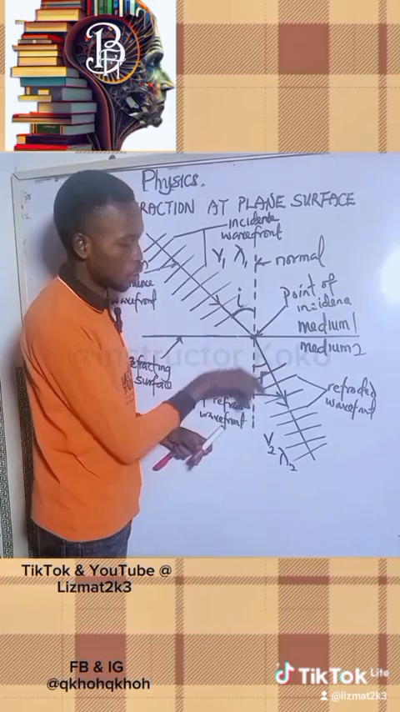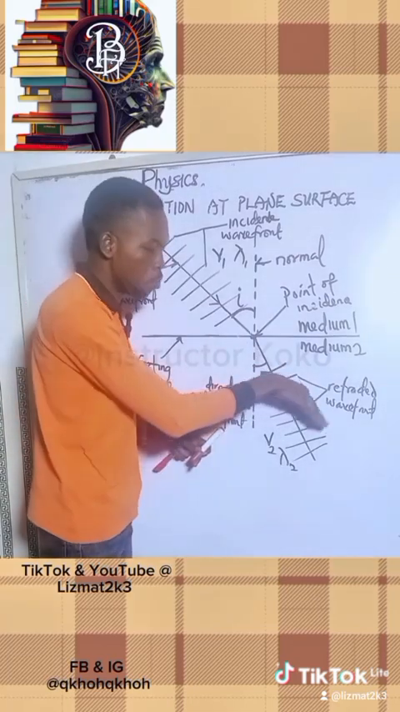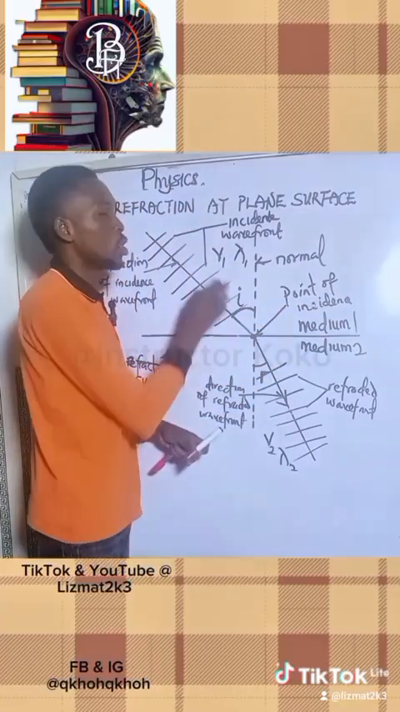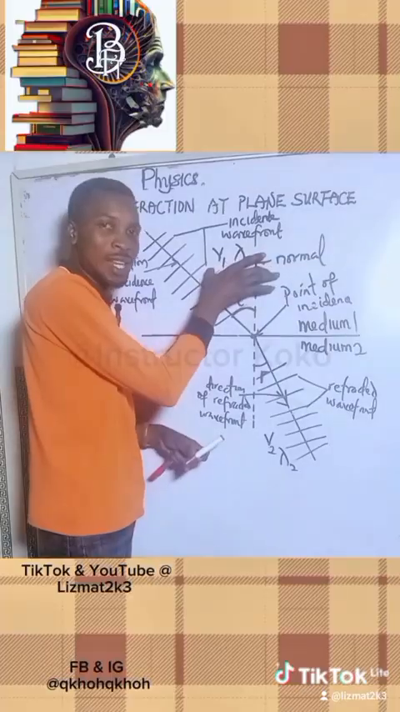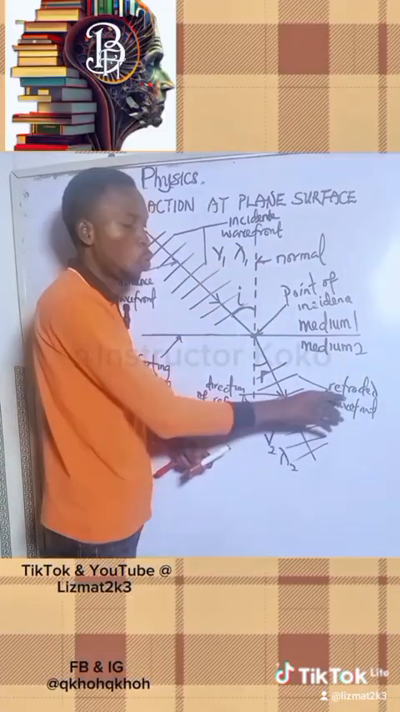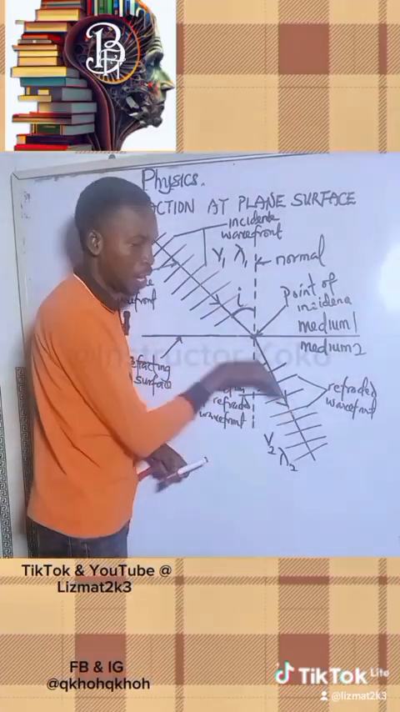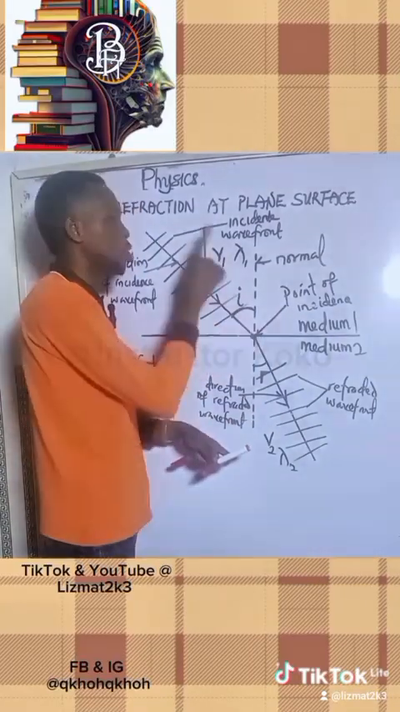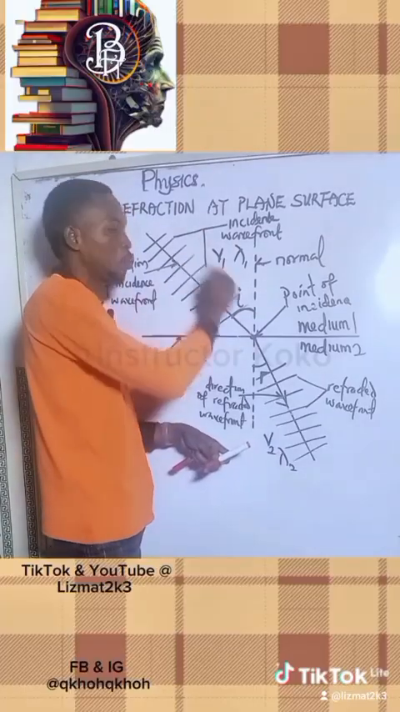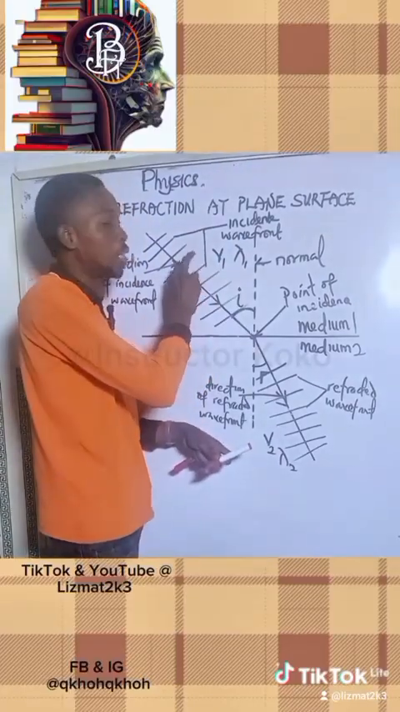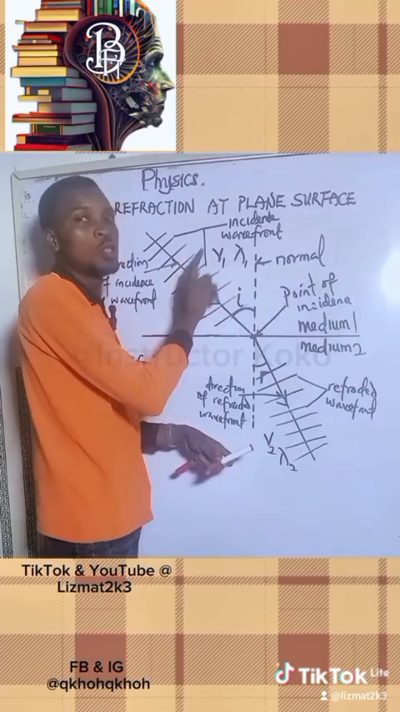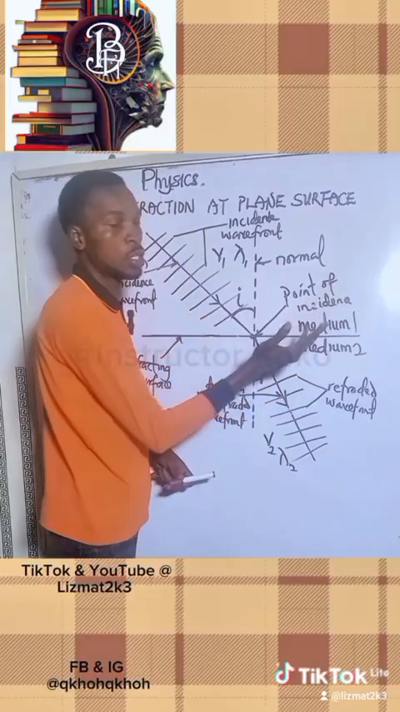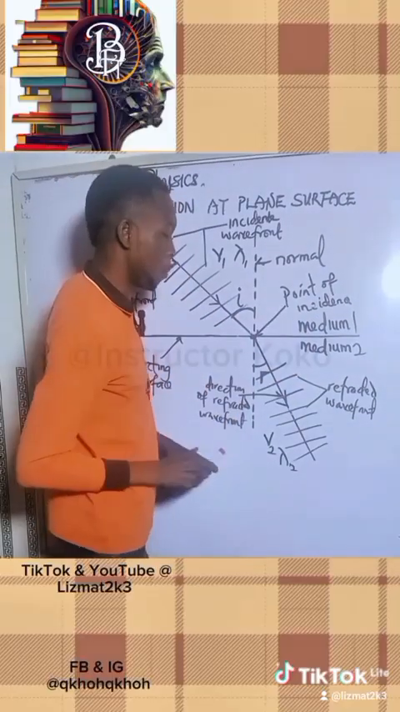In the second medium, the refracted wavefront may move close to the normal or bend away from the normal. If the wave is traveling from a less dense medium, air, to a denser medium, water, the refracted wavefront will bend towards the normal. But if the reverse is the case, if the wave is traveling from water to a less dense medium, air, the wavefront will move away from the normal. Take note of that information.